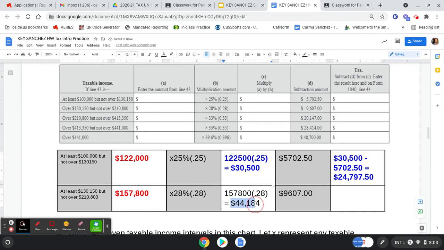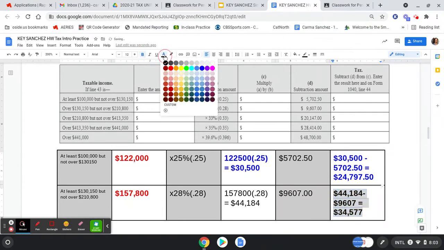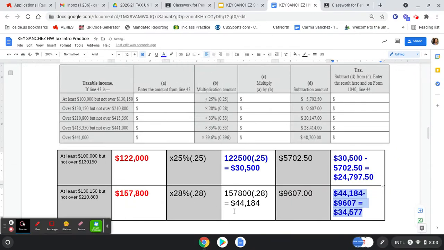And then we're going to take this 44,184 and we're going to subtract the 9,607 to give us our tax amount. And I'm getting 34,577.